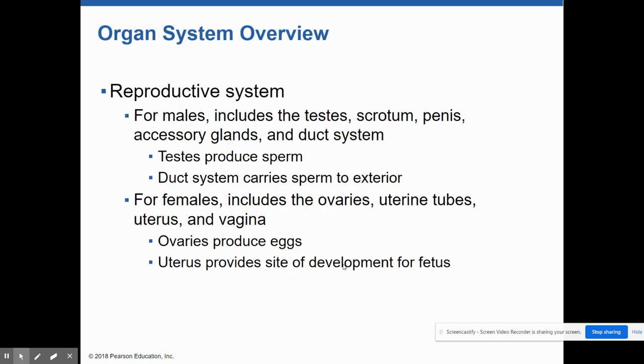And finally, we're on the last organ system we're going to cover today, the reproductive system. So for males, the main structures are the testes, the scrotum, the penis, the accessory glands, and the duct system. And the main functions are the testes produce sperm, and the duct system carries sperm to the exterior. For females, the main structures include the ovaries, the uterine tubes, the uterus, and the vagina. The main functions are the ovaries produce eggs, and the uterus provides a site of development for the fetus.